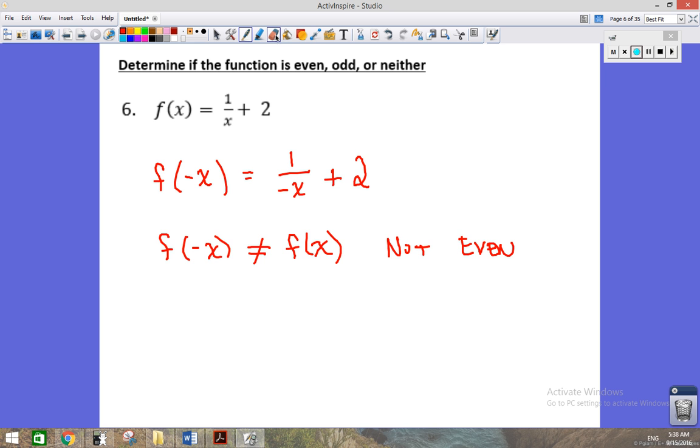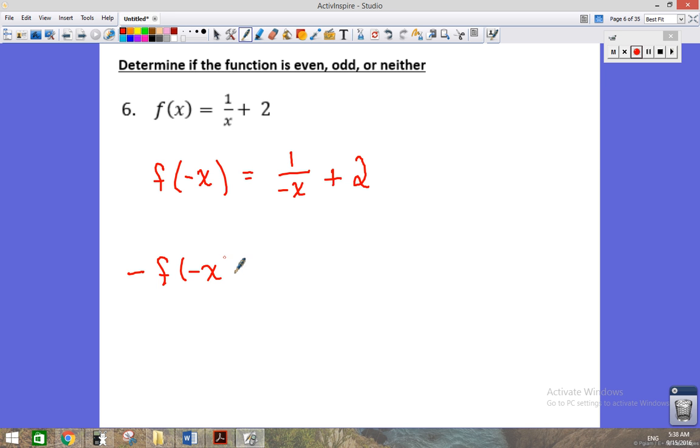Alright, so now let's take a little bit closer look at this, the f evaluated at the opposite of x. What if I took the opposite of this function? If by taking the opposite of this function, I get the original function, I'm going to declare it an odd function. So if I take the opposite of this function I've just found the expression for, I have to take the opposite of every term. So I'm multiplying both sides of this equation by -1. When I take the opposite of this first term, I get 1 over x. When I take the opposite of the second term, I get -2. And I compare it against the original.